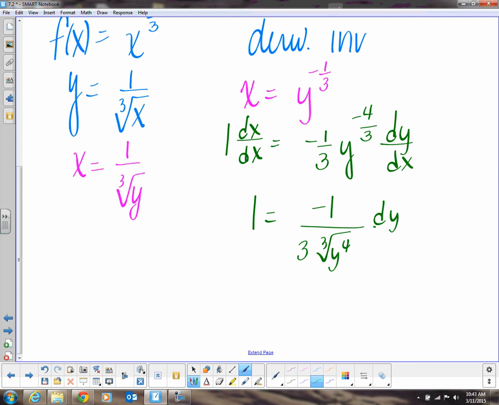So now, how do you get dy over dx by itself? Reciprocal will be a whole lot easier. So we get 3 cube root of y to the 4th, and that would be negative. Does that make sense? Is that one of their options? Yes. It was D, but I didn't do it right.